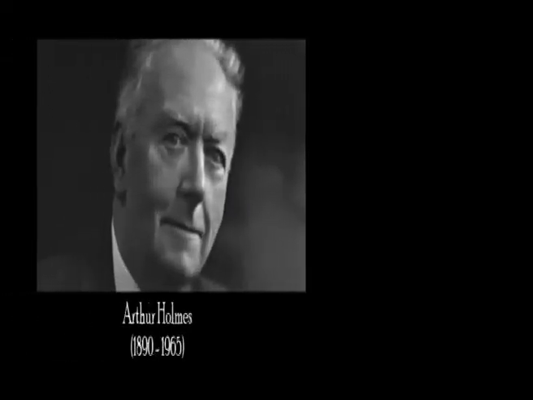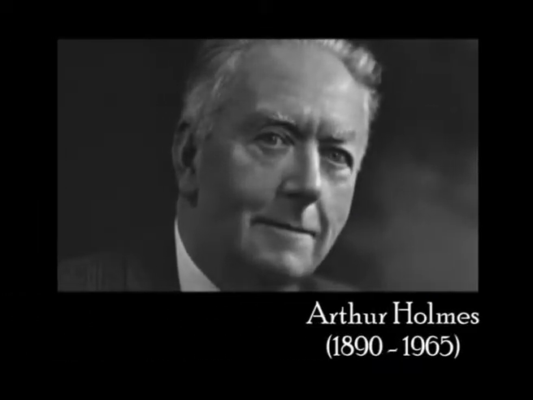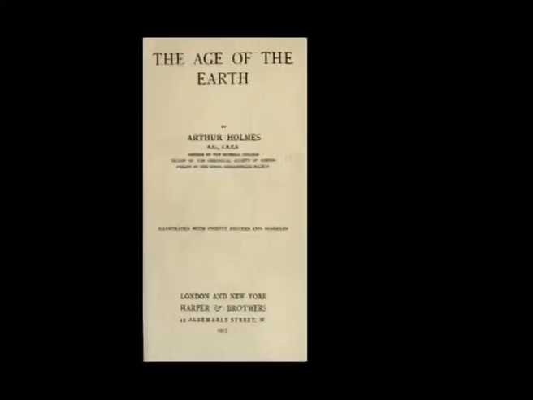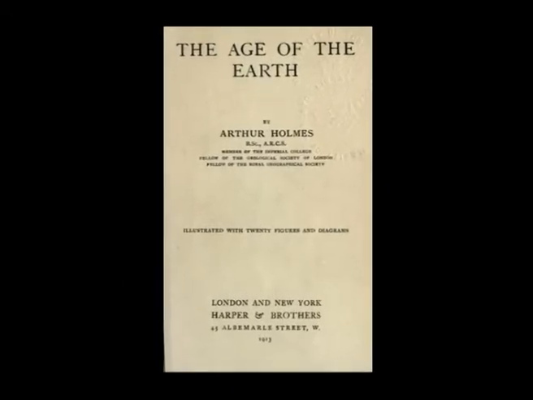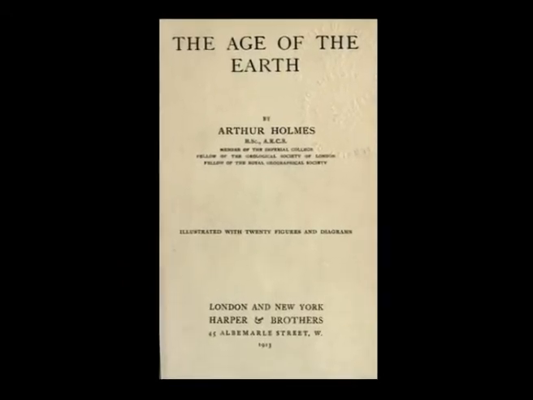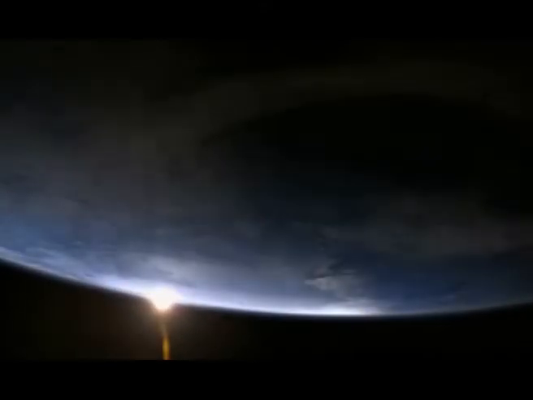The first geological time scale was eventually published in 1913 by the British geologist Arthur Holmes. He greatly furthered the newly created discipline of geochronology and published the world-renowned book, The Age of the Earth, in which he estimated the Earth's age to be at least 1.6 billion years.